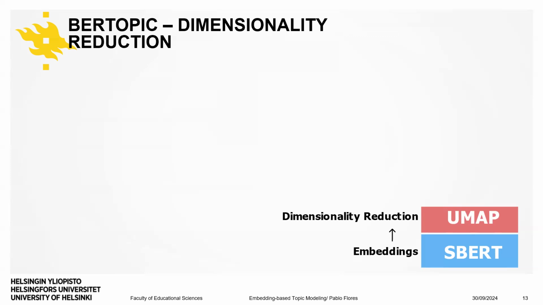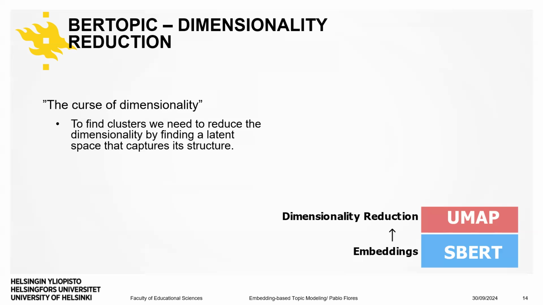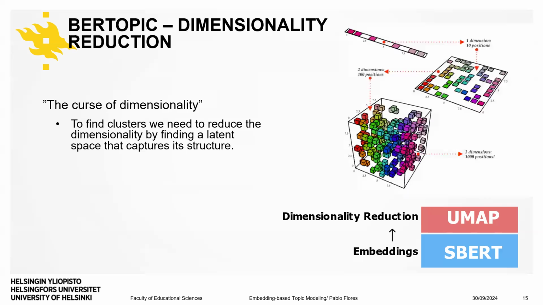So for that, we use dimensionality reduction techniques to find the latent space that captures its structure. Unfortunately, we're always going to lose some data. So for example, we can look for a spatial arrangement of colors based on their different features.